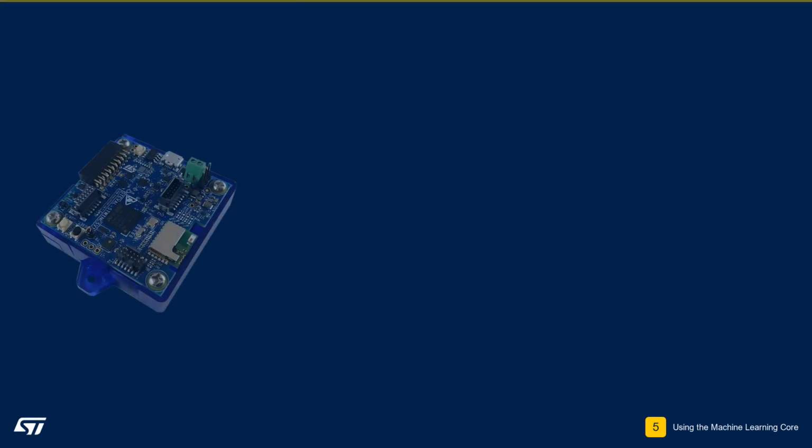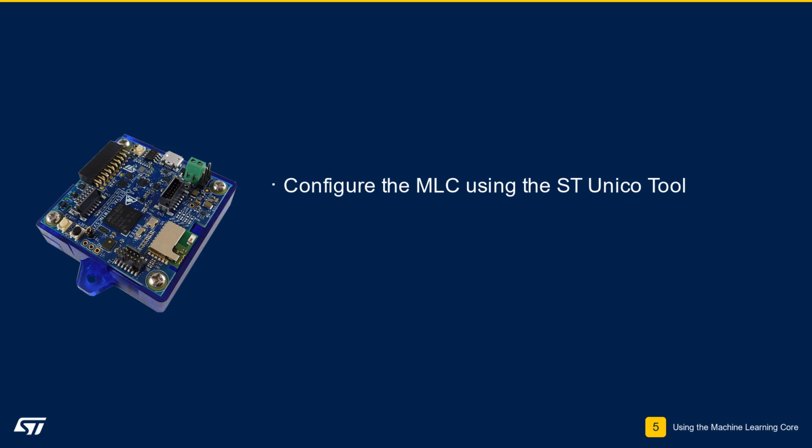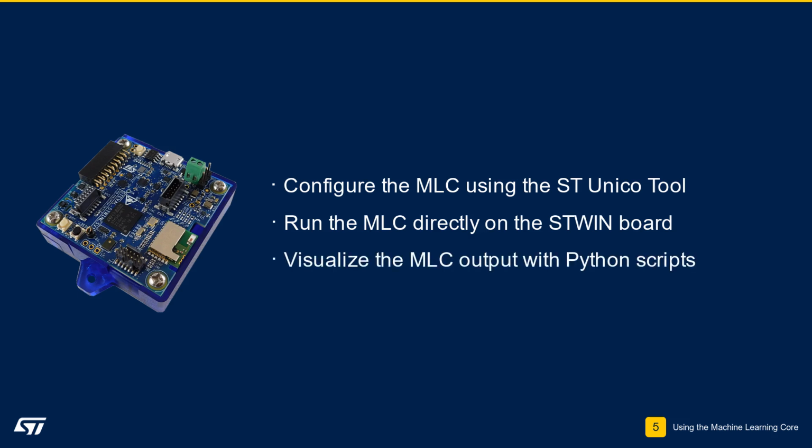Module 5, using the machine learning core. In this module, we will learn how to configure the machine learning core using the STMicro tool, and use this configuration to run the MLC on the STWIN board. We will then visualize the MLC output with Python scripts.